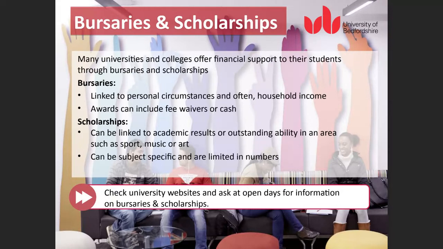Scholarships are slightly different in that they are usually linked to your academic achievements or results in your level 3 studies perhaps, or maybe your ability in areas such as sport, music or arts. Scholarships can be subject specific and may be limited in numbers too. So we advise that you do your research and check this out because this isn't funding provided by student finance. This will vary from university to university, so you need to be sure of what's available for you.